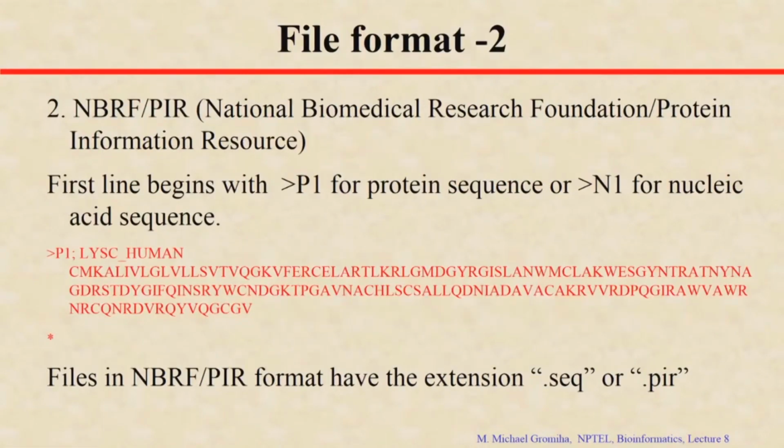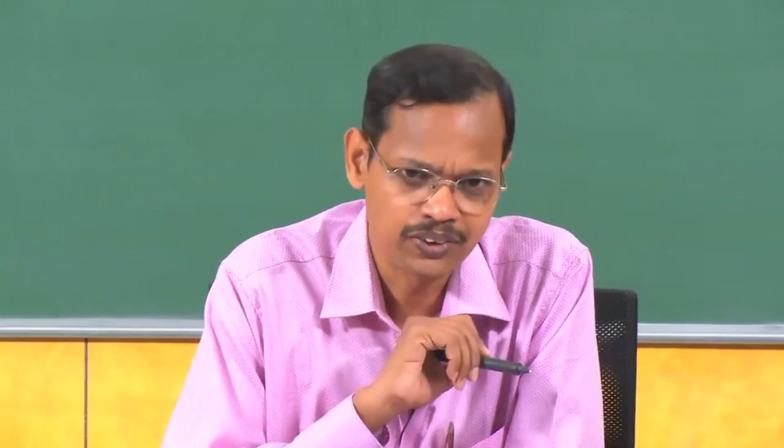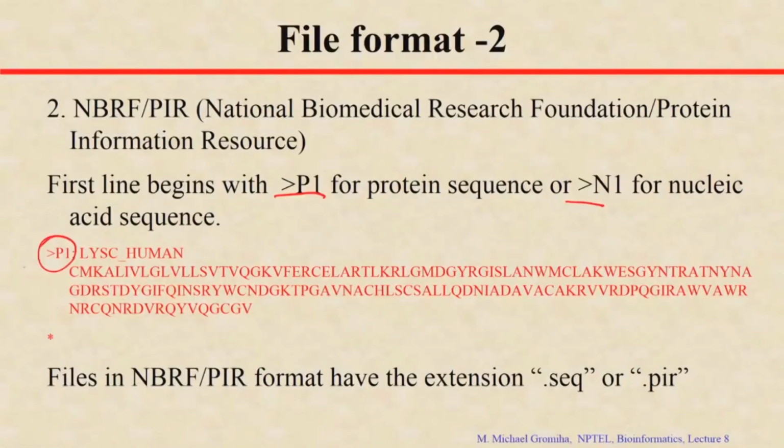Then this is another format, NBRF, National Biomedical Research Foundation, or Protein Information Resource. In several cases even now they use the PIR format. So, what is a PIR format? It begins with the greater than symbol and P1, where P1 is for the protein sequence and N is for the nucleic acid sequence. Here this is for the protein sequence, followed by the sequence, and then it ends with a star, which means this is one complete sequence. This is the format used in PIR. These files have the extension .seq or .pir, so the program will understand this is a sequence file or a PIR file.